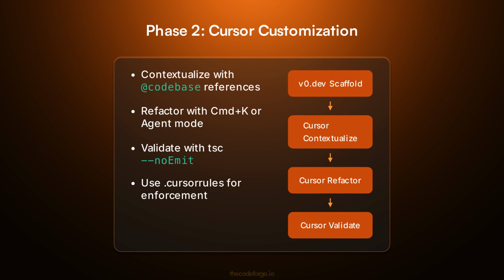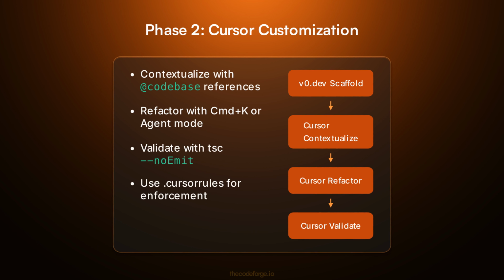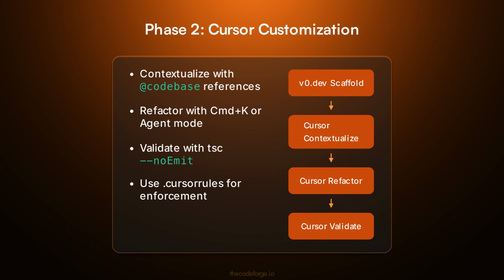Phase 2 is Cursor customization. Paste the V0.dev output, provide context by referencing key files, then use Cmd+K or agent mode to refactor. The Cursor rules file enforces your design system automatically.